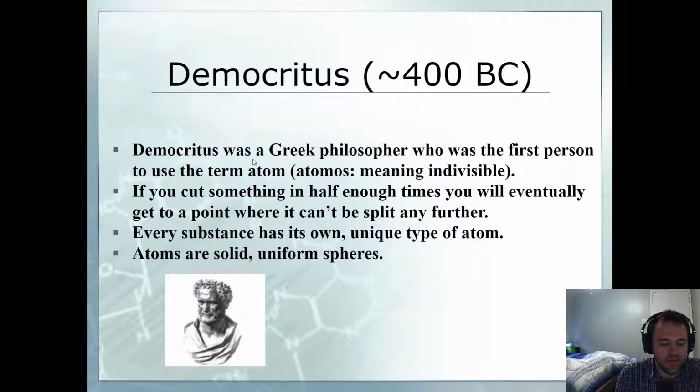Okay, but way, way, way back when, before anyone knew any of that, the very first guy to come up with the concept of an atom was Democritus. He was an ancient Greek philosopher. He lived around 400 BC, so 2,400 years ago.